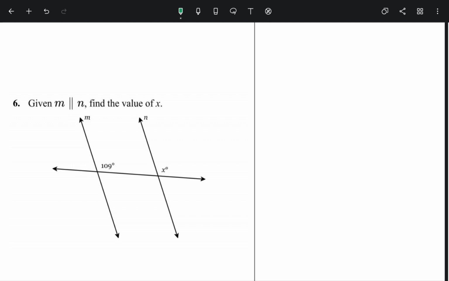Let's look at number 6. Given m is parallel to n, we want to find the value of x. I see these are corresponding. So we know x equals 109 degrees because corresponding angles are congruent. So you're done there.